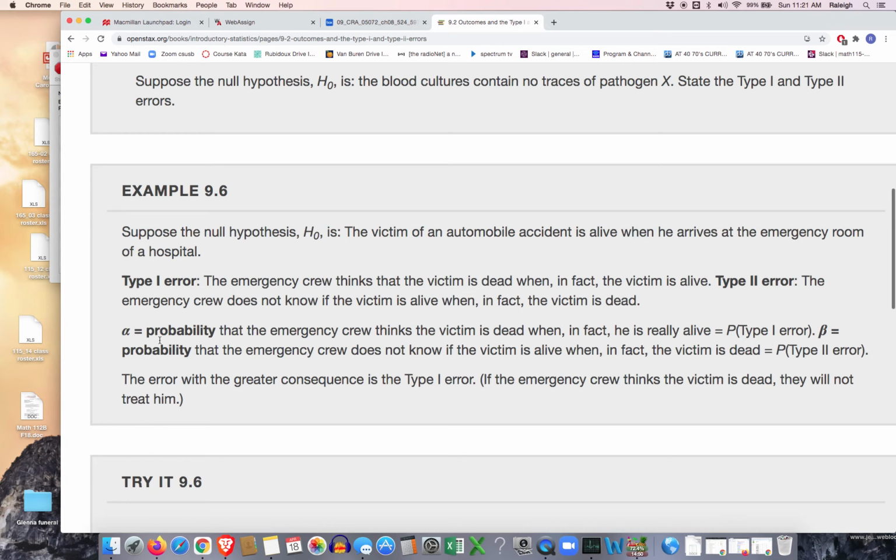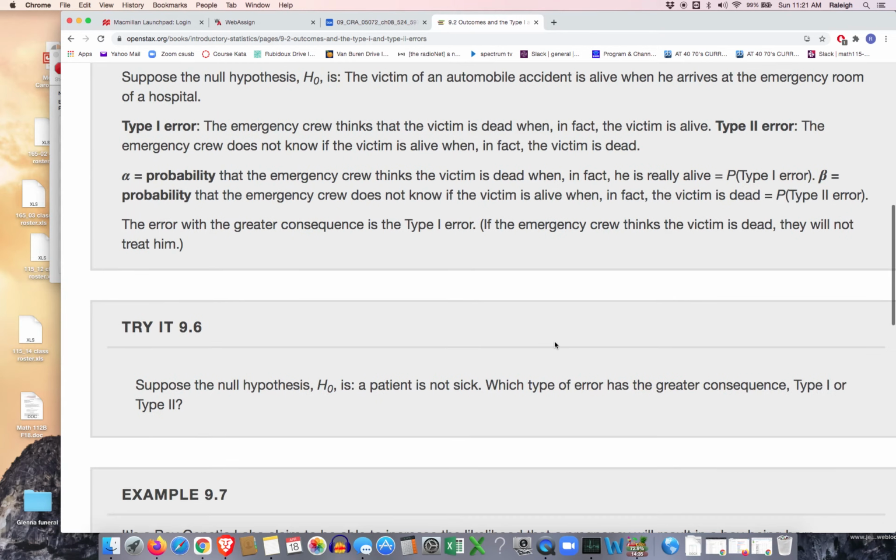And alpha and beta are saying exactly the same thing as the type 1, type 2 error, except they're simply listing the probabilities involved. So I kind of treat these interchangeably. Alpha, beta are simply listing the probabilities of the type 1 and type 2 error. So it's better to define it. I don't need to define them both twice, which is sort of what's happening. What about this, try it on 9.6?